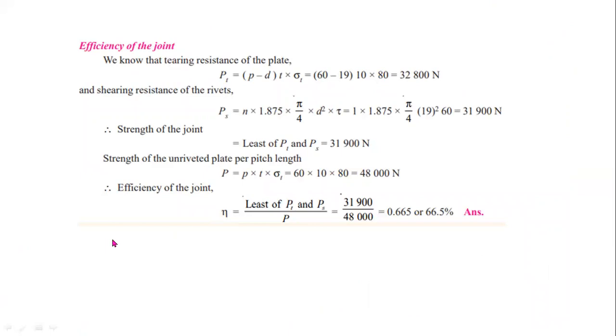And the last step is the efficiency of the riveted joint. Already we know that the efficiency of the joint is determined from the least value of PT, PS and PC.